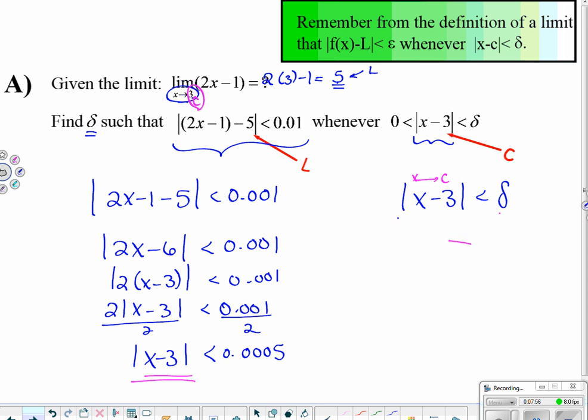So this is going to look like, if I select my delta to be 0.0005, I can ensure that my output will be within 0.01 of the limit 5. So my delta I need to select is 0.0005.